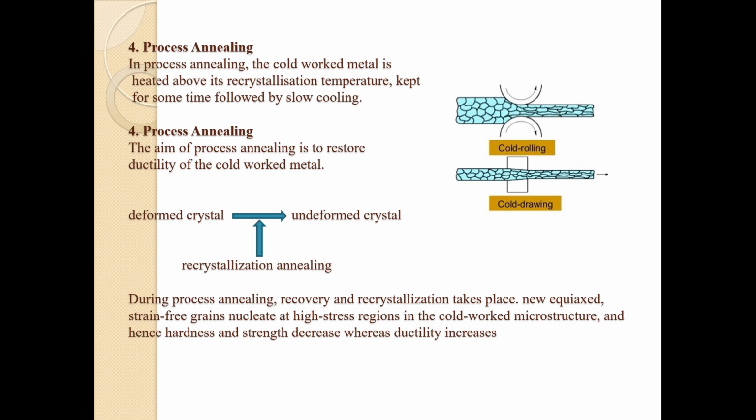Process annealing is where the cold worked metal is heated above its recrystallization temperature, kept for some time, followed by slow cooling. The aim of process annealing is to restore the ductility of the cold worked metal. During process annealing, recovery and recrystallization take place. New strain-free grains are developed at high stress regions in the cold worked microstructure, and hence hardness and strength decrease, whereas ductility increases.